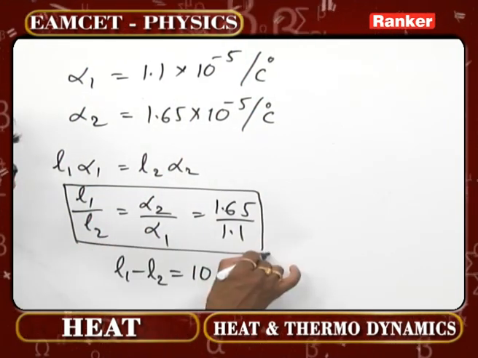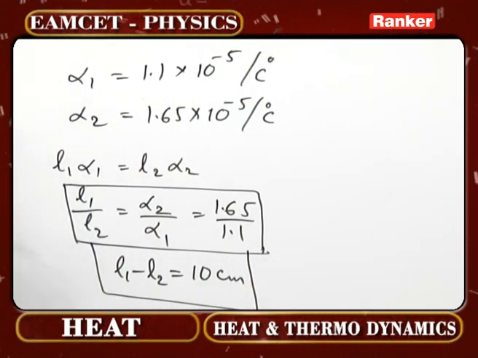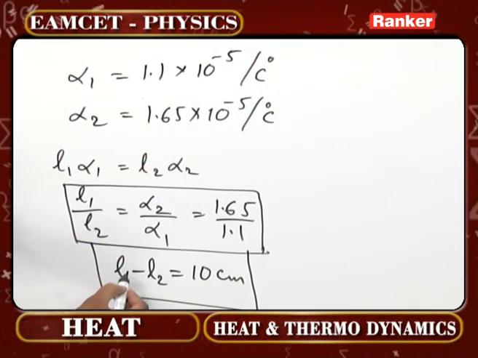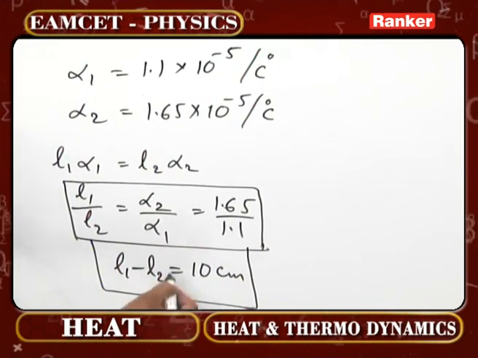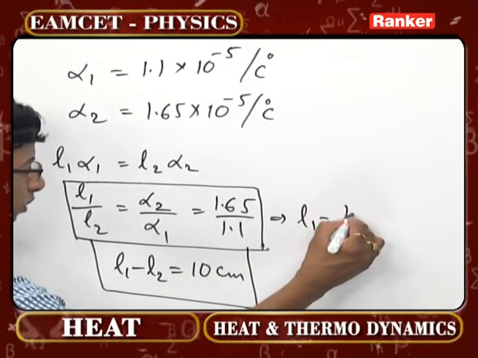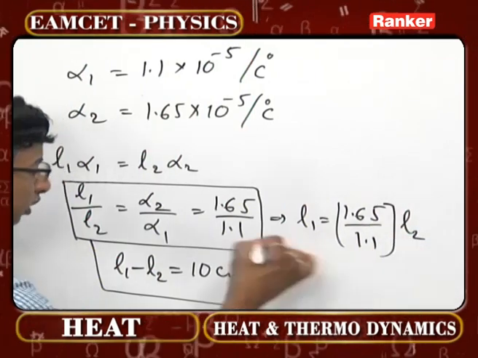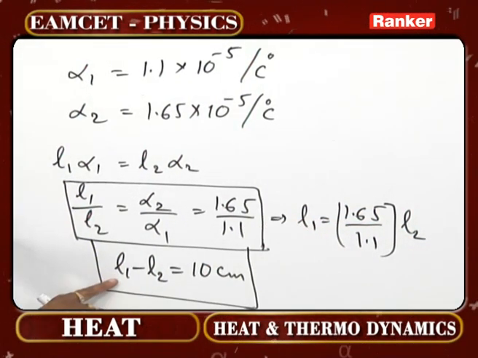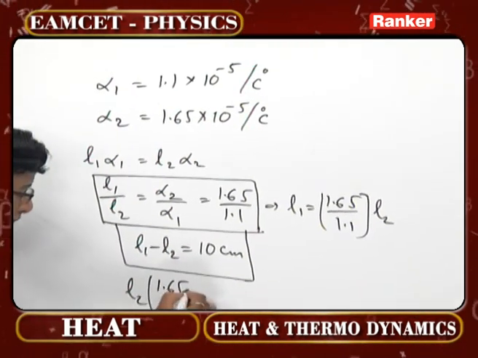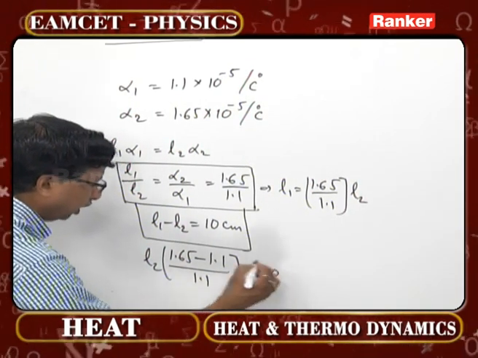So what are the two equations you are getting now? L1 by L2 is equal to 1.65 by 1.1. L1 minus L2 is equal to 10 centimeter. Just look at these two values carefully, please. L1 you can write as 10 plus L2, or L1 you can write from the first equation as 1.65 by 1.1 into L2. Come on, substitute that over here. If you take L2 common, 1.65 minus 1.1 by 1.1, that is equal to 10 you will be getting.